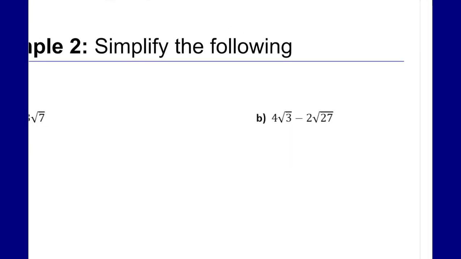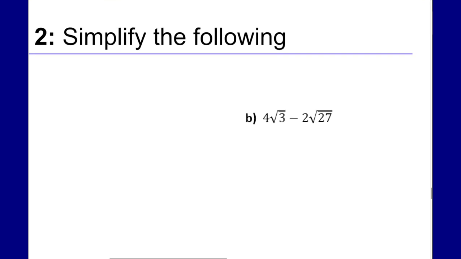Next, 4 root 3 minus 2 root 27. These radicals aren't the same, so as they are, I cannot add them together. However, what I can do is simplify this radical. The first one I'm not going to touch. I can't simplify that any further. And the second one, I'm going to leave the 2, but I can rewrite root 27 as root 9 times root 3.